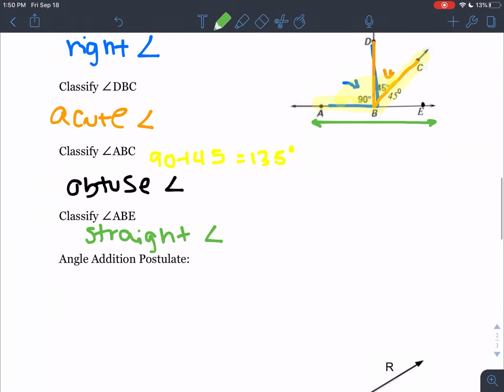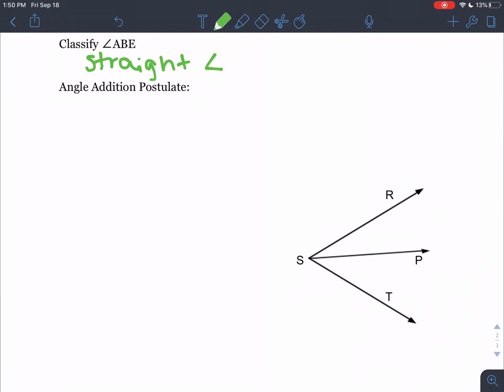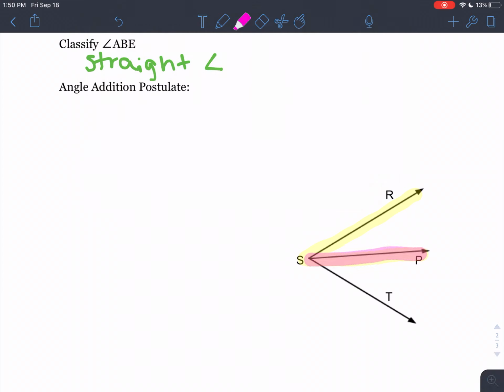So let's do the angle addition postulate. We actually just did it, even if you didn't know. If I have these two angles, angle RSP and angle PST, together they're going to make angle RST.